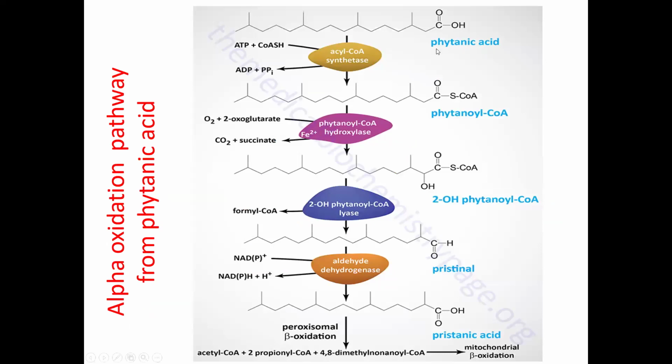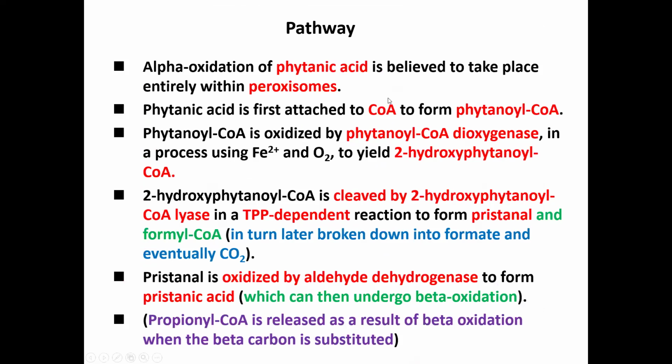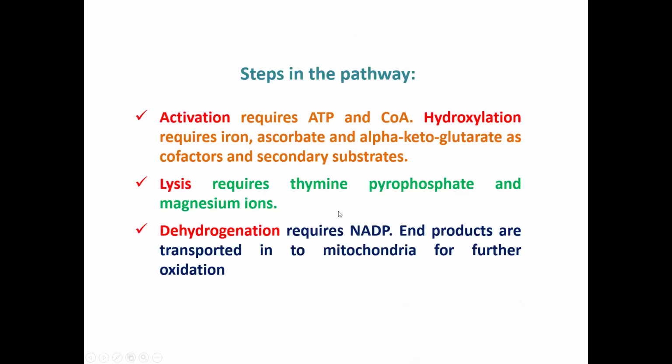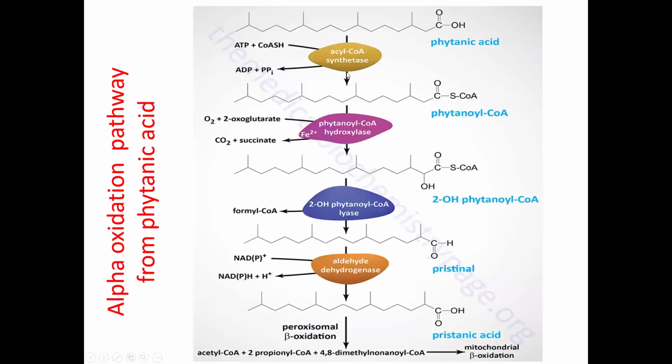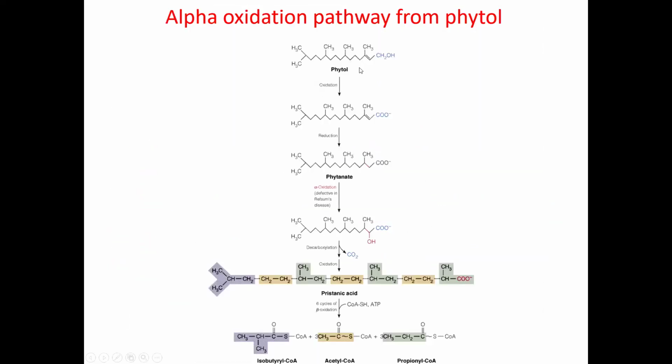Okay, this is phytanic acid, but I have already said it comes from phytol. So we are discussing phytol. This is phytol, and this is phytanate, meaning phytanic acid, the same. So this is the elaboration. This is phytol, which is produced from the chlorophyll contents.